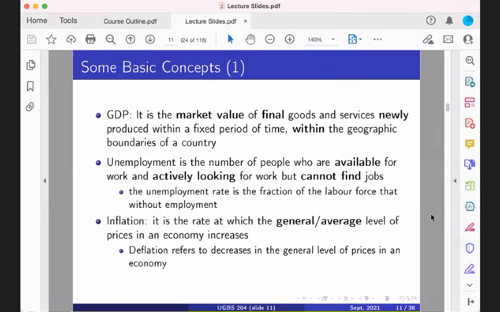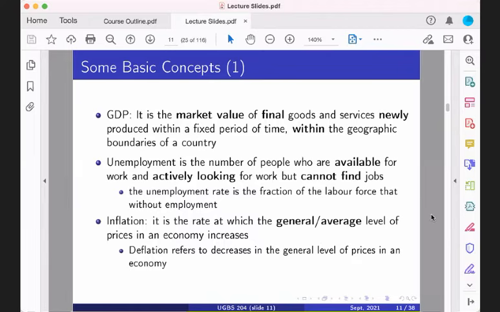Now, another key concept that you should know about, and which we'll be using throughout, is inflation. Here too, there's a keyword and it is in bold. Inflation is nothing but the rate at which the general or average level of prices in an economy is increasing. That is inflation. General level of prices.